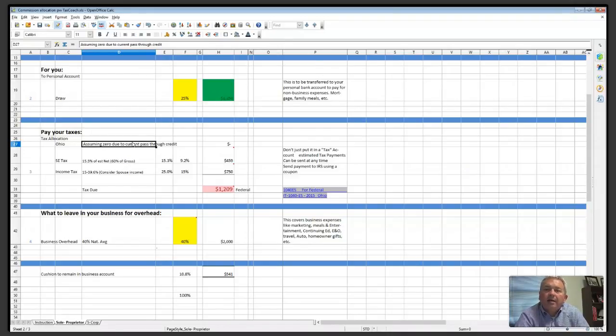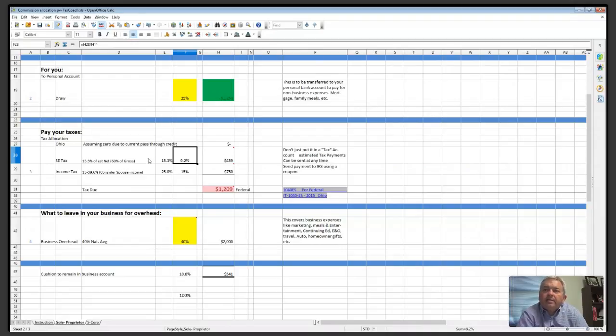So unless your income is high enough, you're not going to pay any Ohio income tax. So we have 0. Then you have to calculate your self-employment tax. And that is a tax that is based on your net income from operations, your revenue minus your expenses. So that tax is 15.3% of your net business activity. And what we've done here is shown what percentage of the total commissions is being set aside for this purpose.